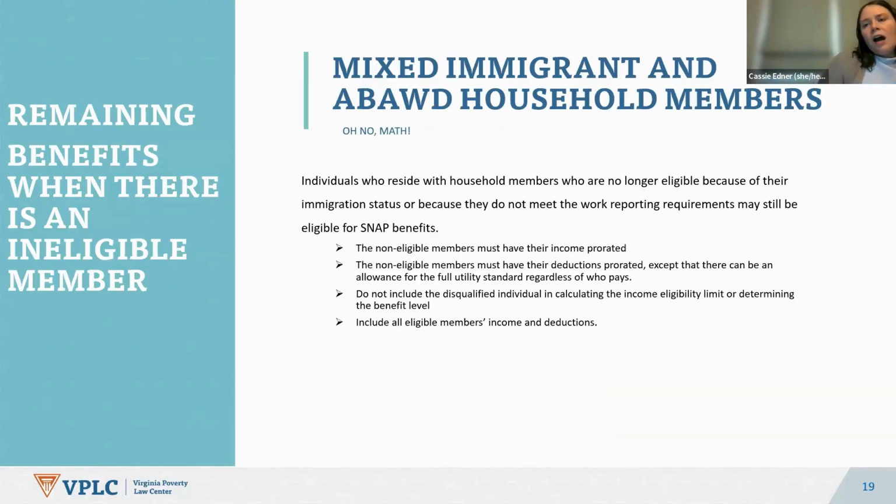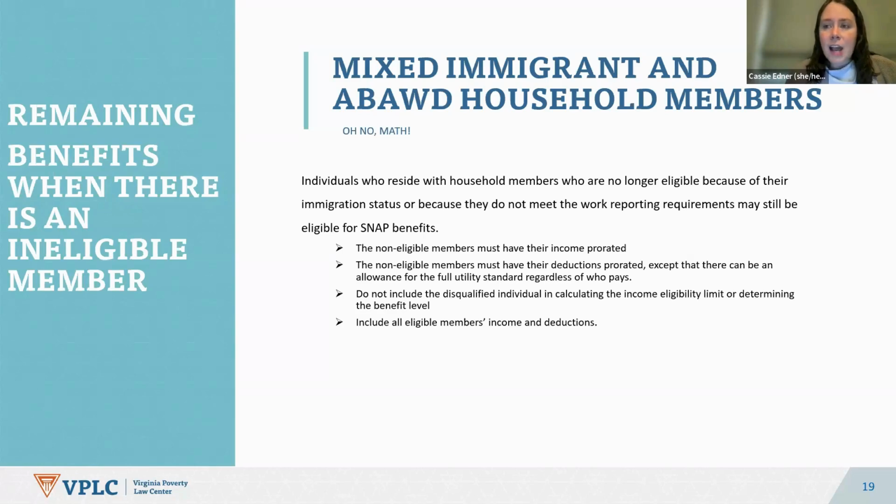Now, you can still get benefits for your eligible household members, for individuals that have mixed immigrant household members. So say there's a citizen child, an asylee parent, and the parent loses eligibility. Or let's say a parent has a child of 14, but they don't meet the ABAWD requirements. That child, the 14-year-old, can still apply and get benefits. However, determining eligibility is a little bit more complicated in those situations.